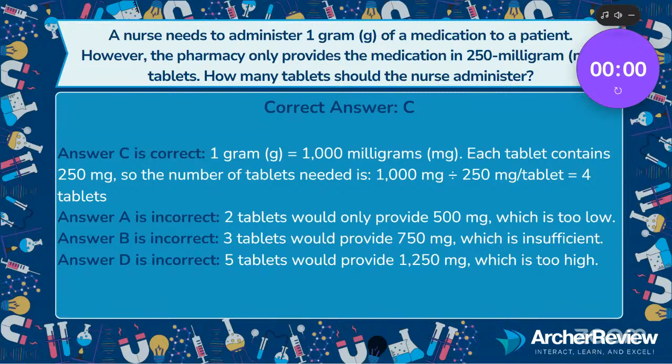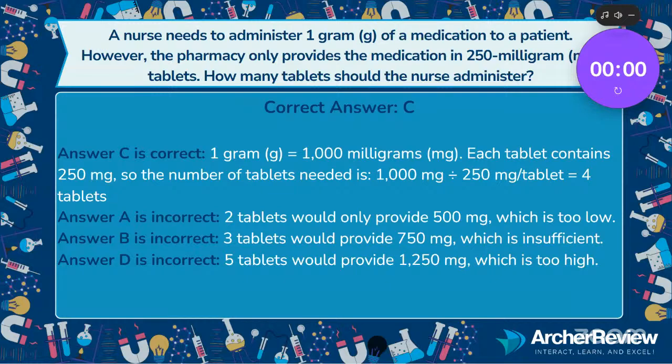So our other answers, answer A was 2 tablets, but remember 1 tablet's 250, so 2 tablets would only be 500. Answer B was 3 tablets. Well, if they're 250 each, 250 times 3 is 750. So again, that would not be enough. Answer D, 5 tablets. Well, 4 equals 1,000 milligrams, and if we add 1 more tablet, that would be 1,250. So that would be too many. So again, I challenge you to really think about this logically.